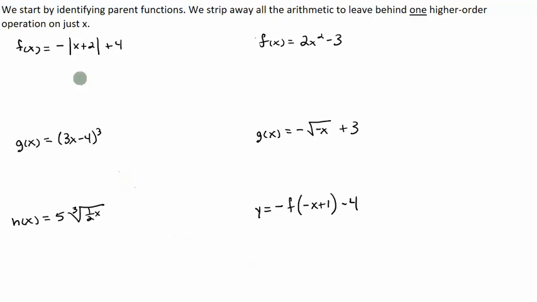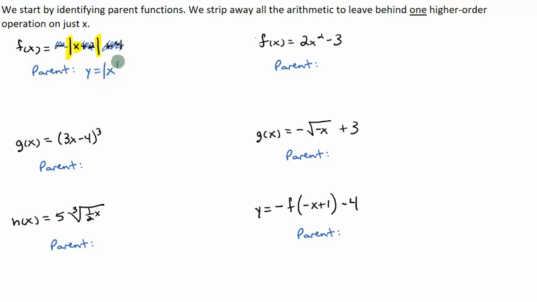So we have 6 complex looking functions here, and we want to identify the parent for each. If we look at our first function, I'll take the most time with this first function, and I want to know the parent. I need to strip away all the arithmetic. So multiplying by this negative, I'll strip away. Adding 2, I'll strip away. And adding 4, I'll strip away. And what's left behind is this higher order operation, absolute value, with an x inside. That's our parent. So y equals the absolute value of x is the parent function. Functions are always y equals, so y equals the absolute value of x as the parent.